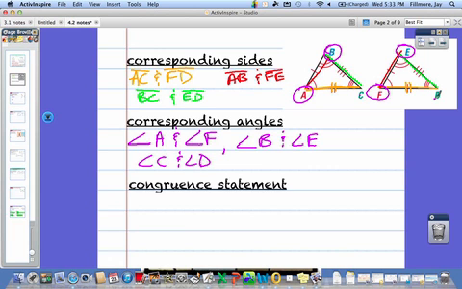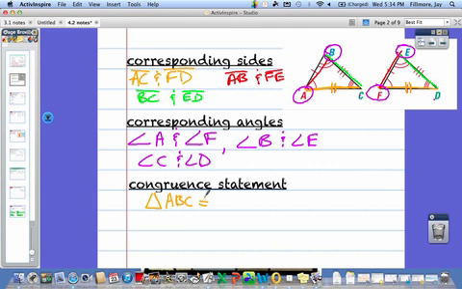Now, to write a congruence statement, it's a statement that basically states that two different figures are congruent. In this case, we're talking about triangles. With triangles, we have to use the symbol for triangle, because we're going to use three letters to name the triangle. But if you use three letters without your triangle symbol, I don't know if you're talking about a plane, an angle, or triangle, right? So I'm going to call this triangle ABC.